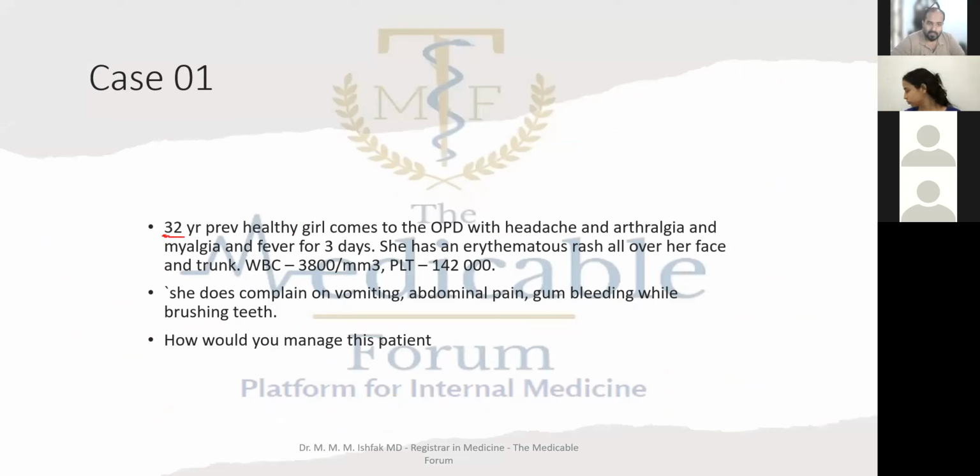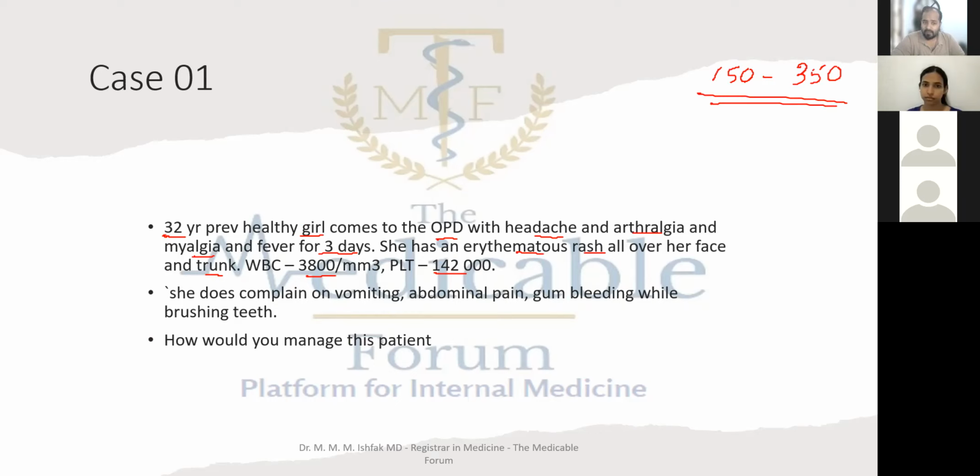So there is a 32-year-old previously healthy girl who comes to the OPD with a headache, arthralgia, myalgia, and fever for 3 days. Now, she has an erythematous rash over her face and trunk. WBC is 3800. Platelets are 142. The normal amount of platelets is from 150 to 350, right? So the platelets are slightly reduced.